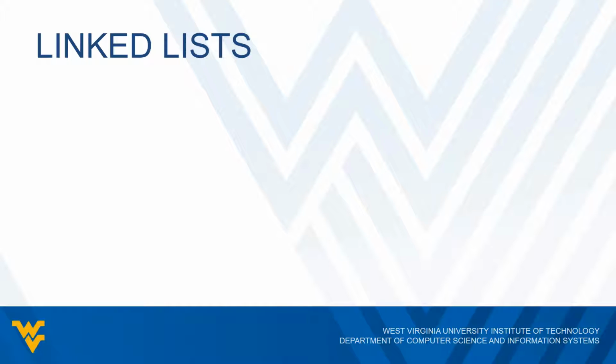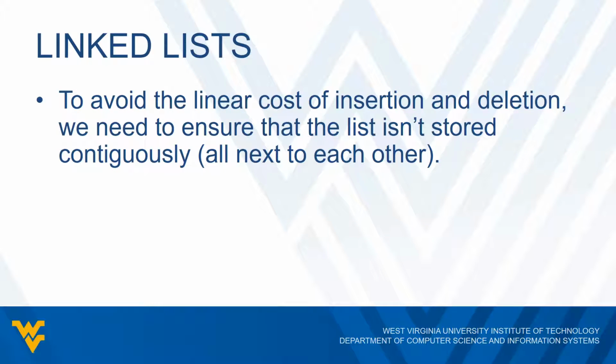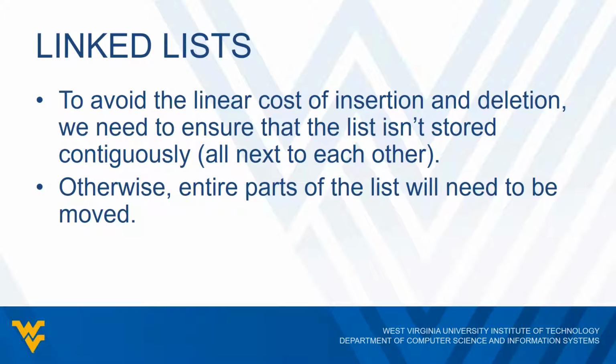If we want to avoid the linear cost of inserting and deleting elements, we have to make sure that our list isn't stored contiguously. Another way to phrase that is, right now the way the array is allocated is everything is grouped up together in one chunk of memory. What we need to do instead is have each of these elements stored in different places in our memory. So we do not want them stored all next to each other, because otherwise entire parts of the list would need to be moved even though we're adding or removing a single item.